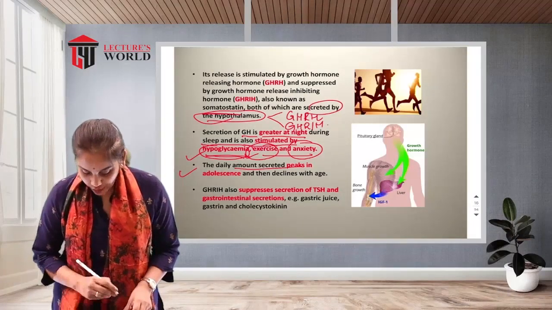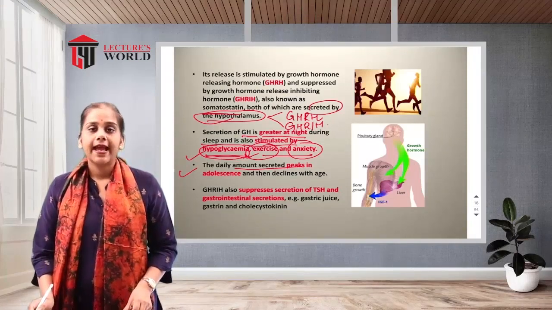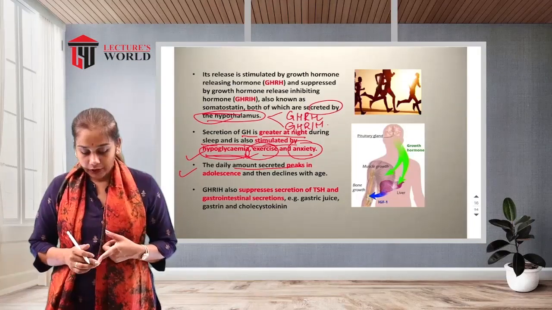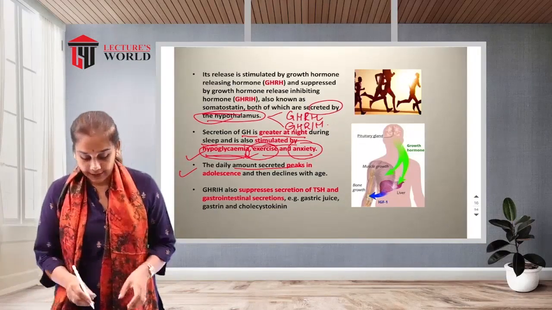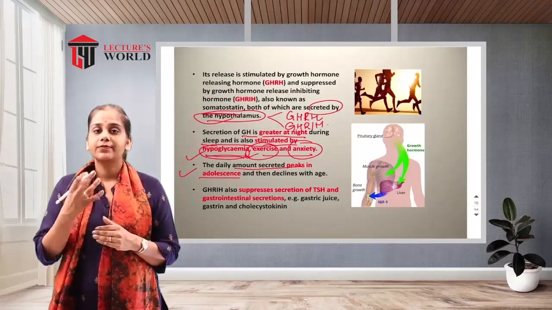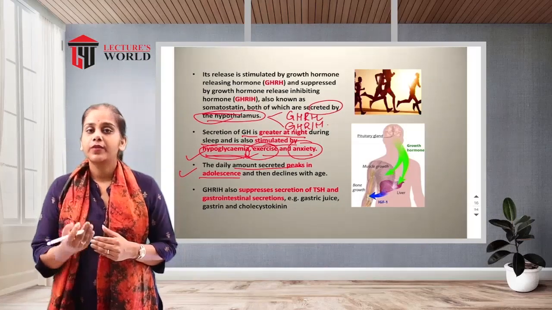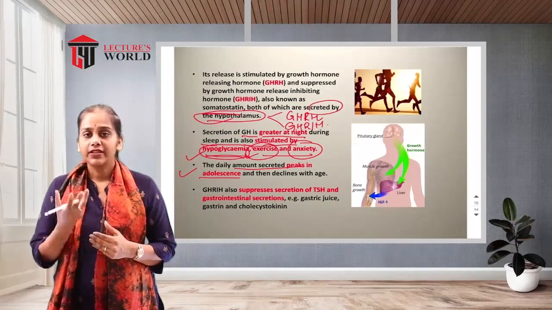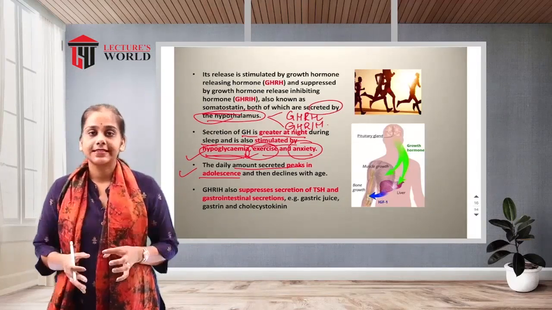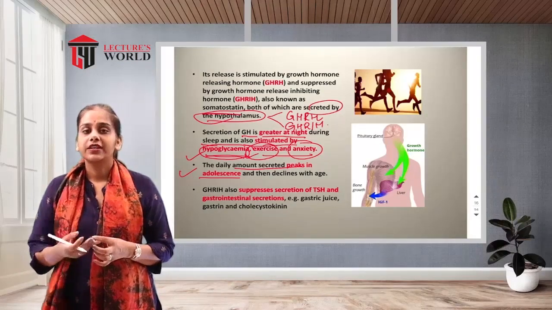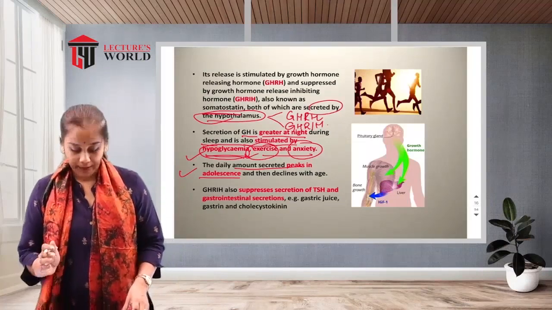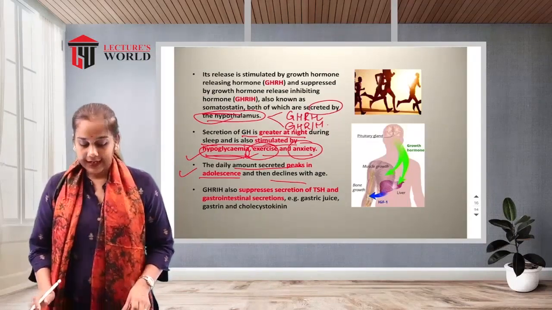Then the daily amount secreted peaks during adolescence. During the entire journey of life, the daily amount secreted is at its peak level at the time of adolescence. At the time of adolescence, the puberty changes are there, physical as well as body changes. These changes occur because of the growth hormone. So that's why during adolescence its level peaks during the entire life, then it declines with age.